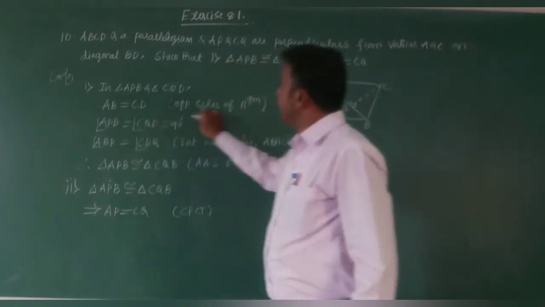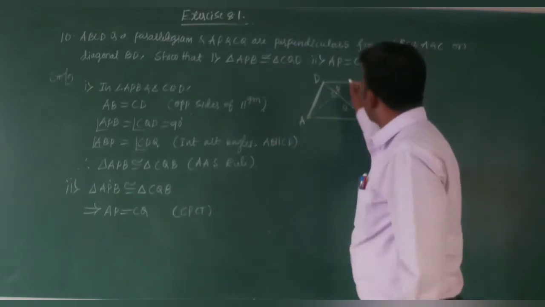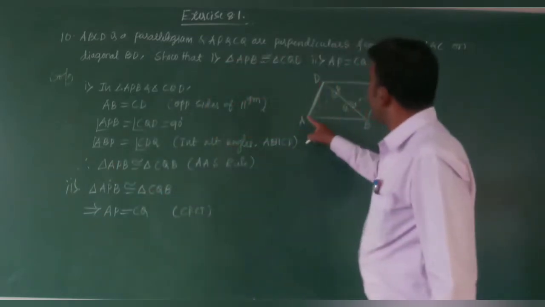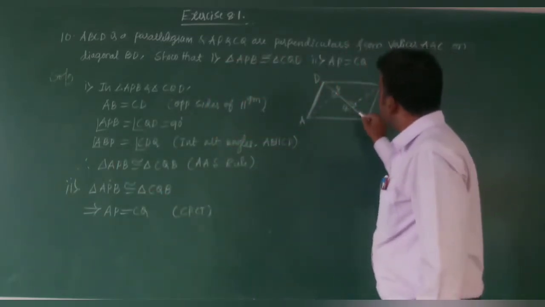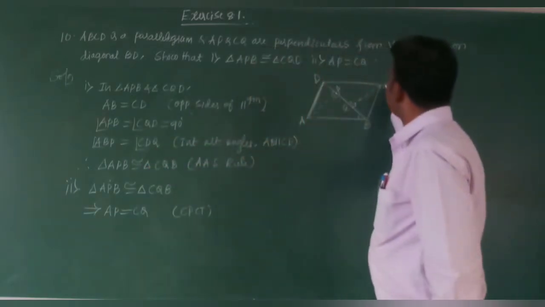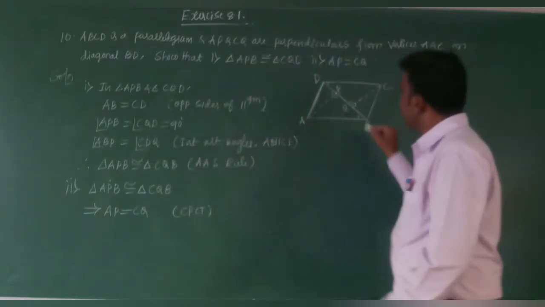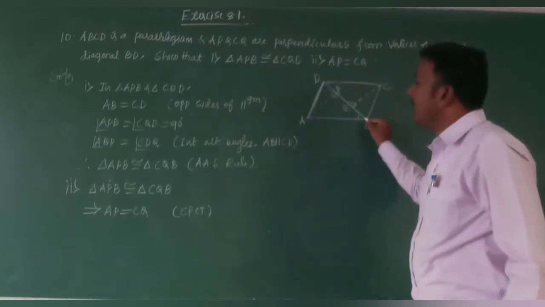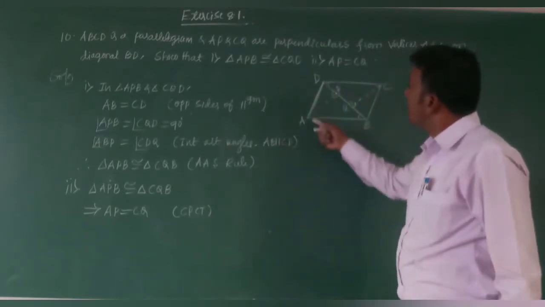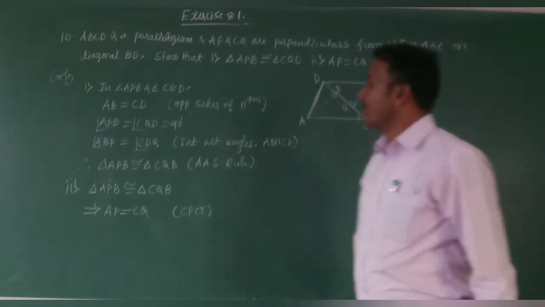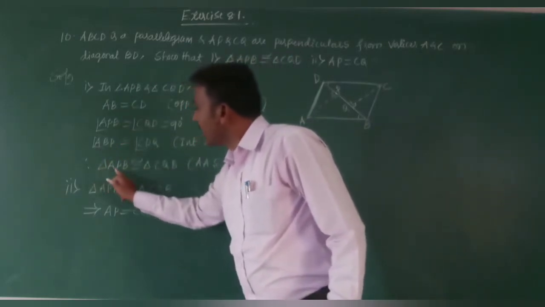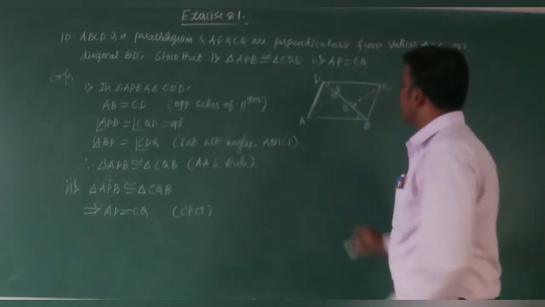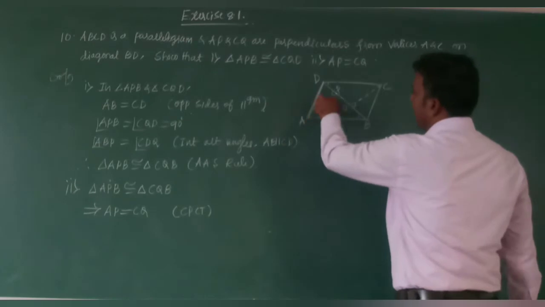And AB is equal to CD. See, AB is equal to CD. These are opposite sides of a parallelogram. And angle ABP is equal to angle CDQ. These two angles are alternate interior angles because AD is parallel to BC and BD is a transversal. These two are parallel because they are opposite sides of a parallelogram. Therefore, by seeing these three conditions, triangle APB is congruent to triangle CQD by AAS rule. So two angles and one side.